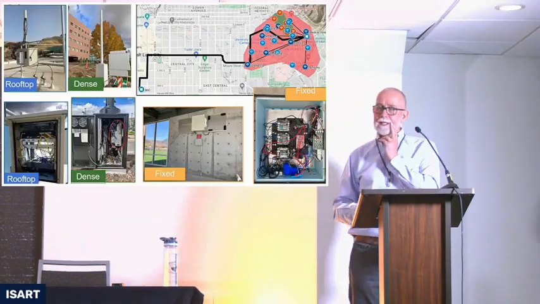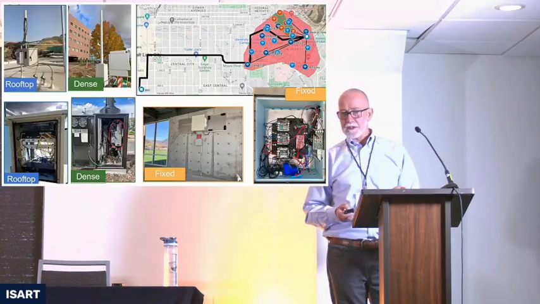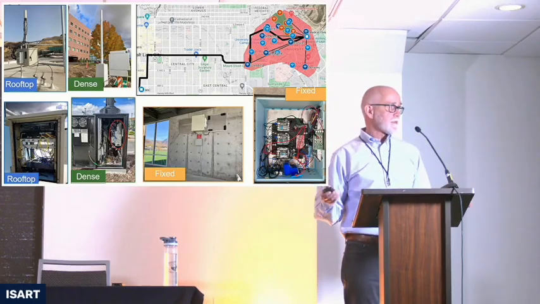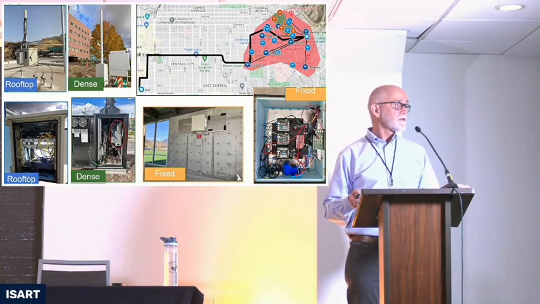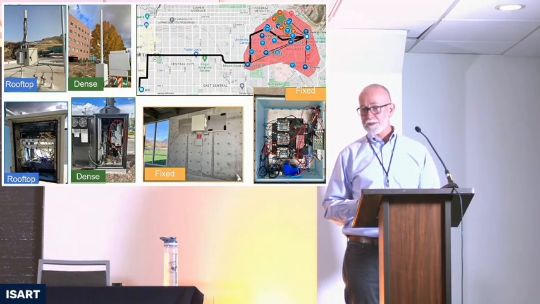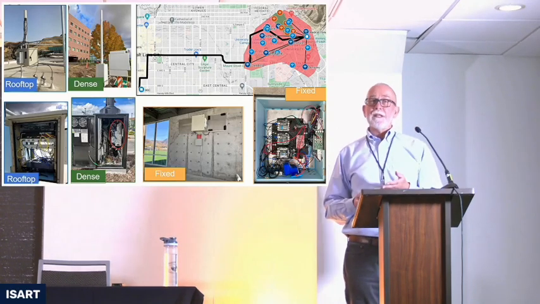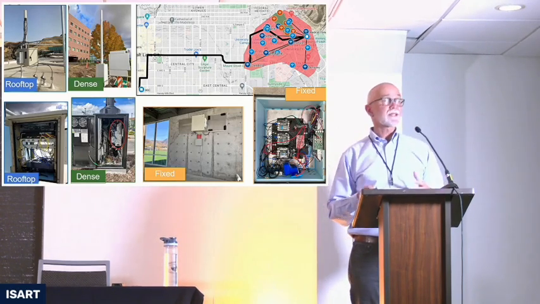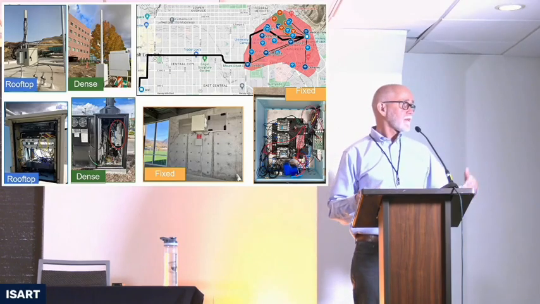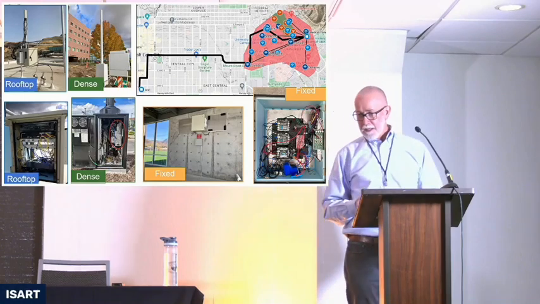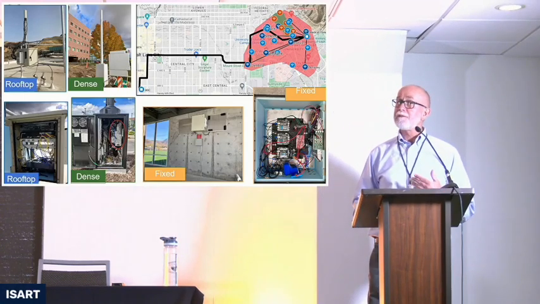Okay, here's some pictures just to give you a sense of what this looks like. On the left, we have the rooftop nodes, right? This is a temperature-controlled environment on rooftops. We have that on 9 rooftops on our campus mostly. The green ones are the dense nodes, so smart lamppost kind of thing, cabinet at the bottom, a pole, antenna at the top. The orange ones there, that's what our fixed endpoints look like.